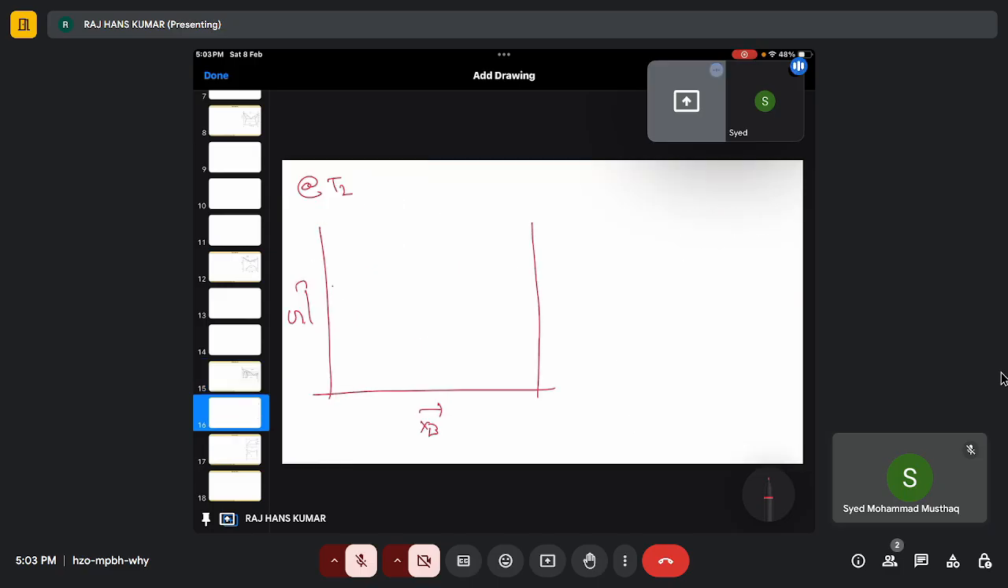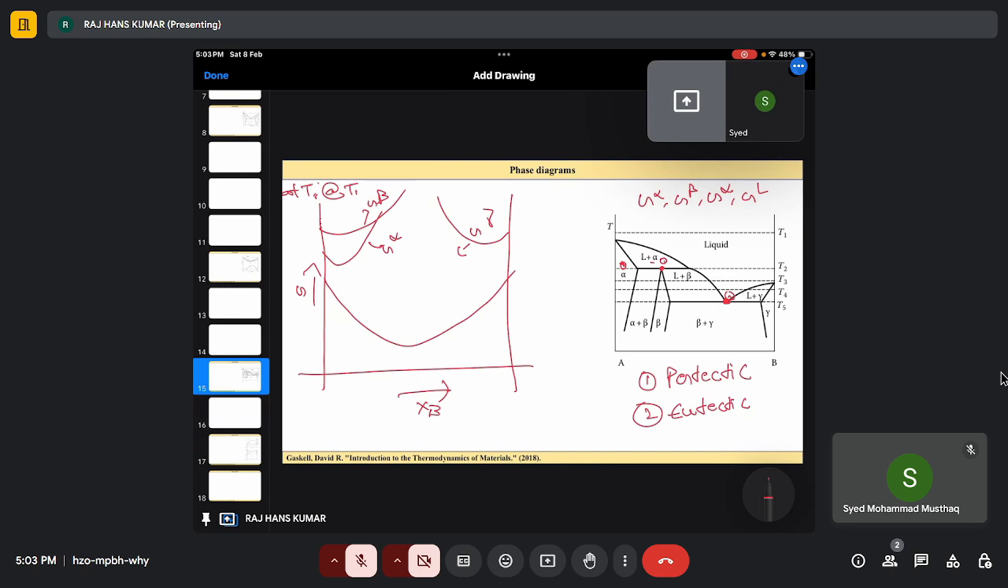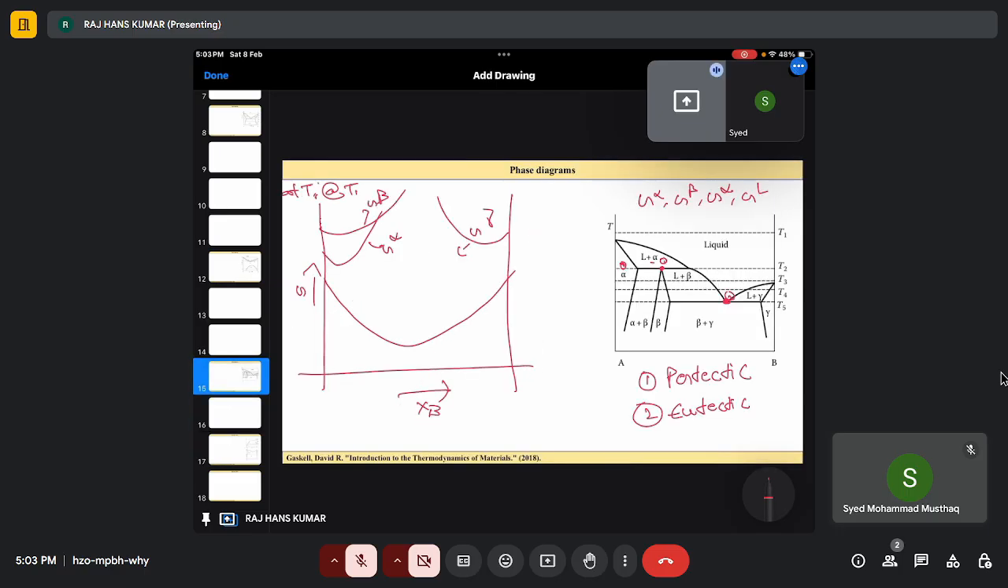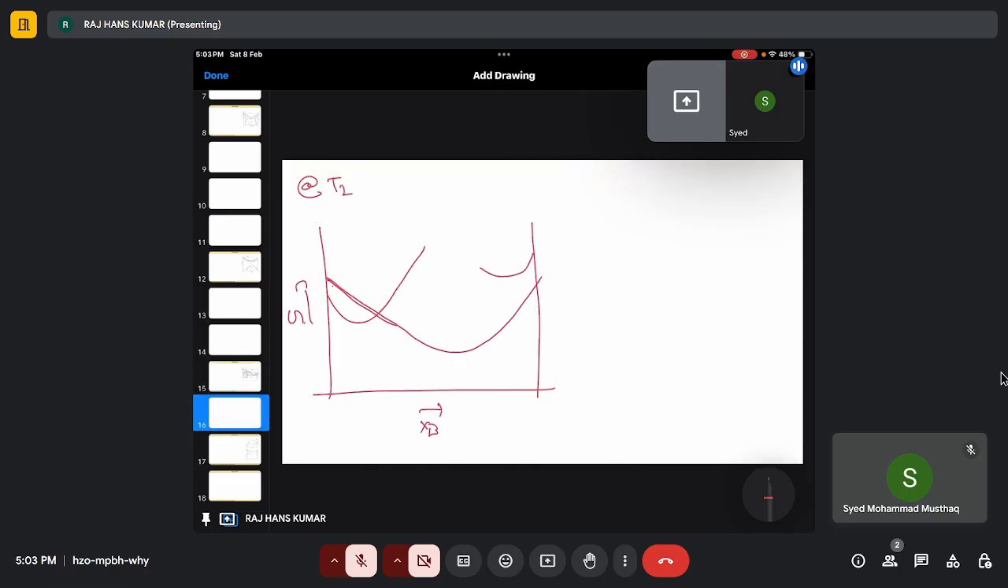So going there, I have alpha first, then I have liquid plus alpha, right? Yeah, I totally have liquid here. This is my G gamma, this is my G beta, G beta, G gamma, G alpha, G liquid. Now, if I draw a common tangent, this is my alpha plus liquid.